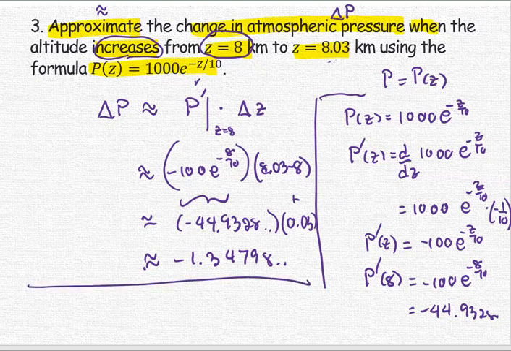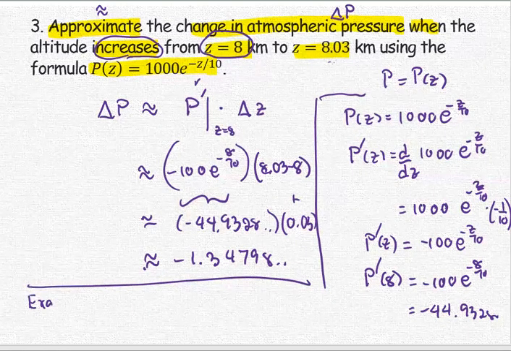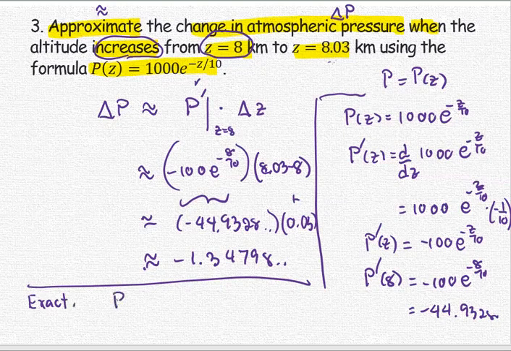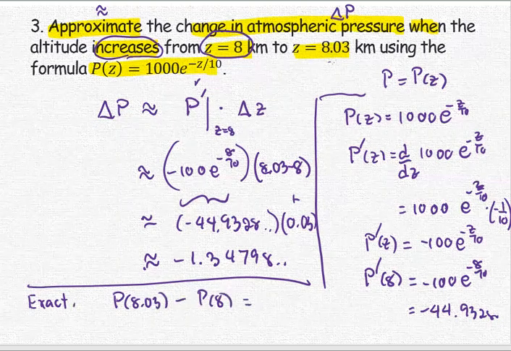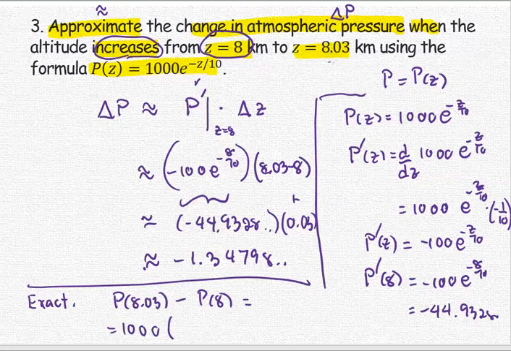Then you can check with the exact pressure as the P at 8.03 minus P at 8. Use the same function, with 1,000 as a common factor: e to the negative 8.03 divided by 10 minus e to the negative 8 over 10. And the number should be close to what we got using the approximation form.